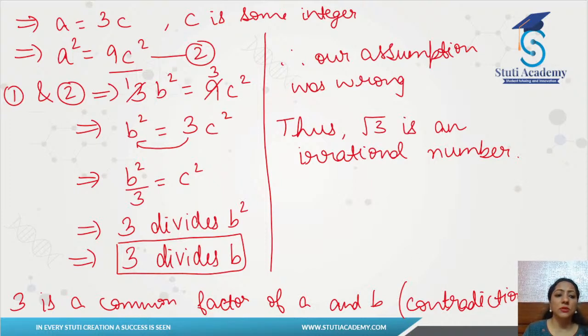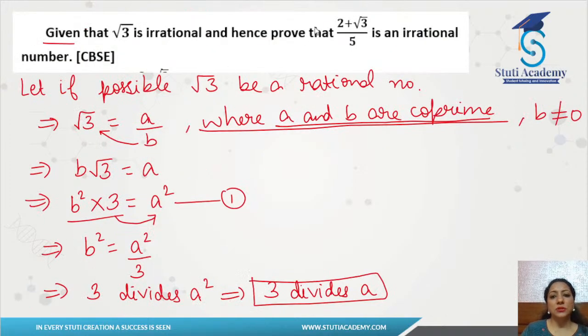Therefore, our assumption right in the beginning which we took, root 3 is a rational number, our assumption was wrong. And finally, we can conclude that root 3 is an irrational number. I hope children you have all understood this. Now the second part of the question is that we have to prove 2 plus root 3 upon 5 is an irrational number. So this is also similar to what we did just now. We have to prove that this is an irrational number.